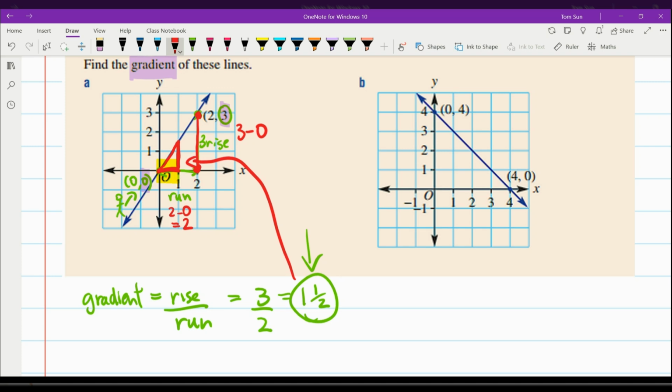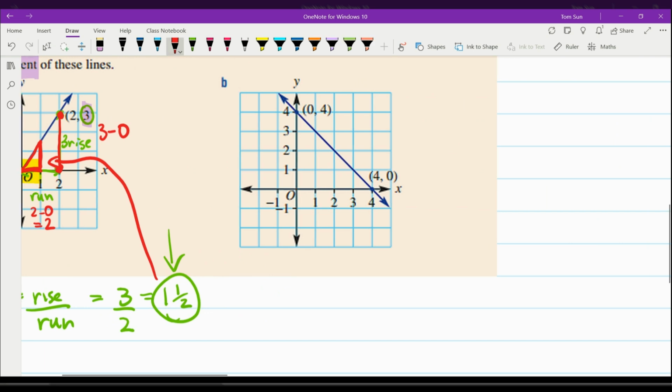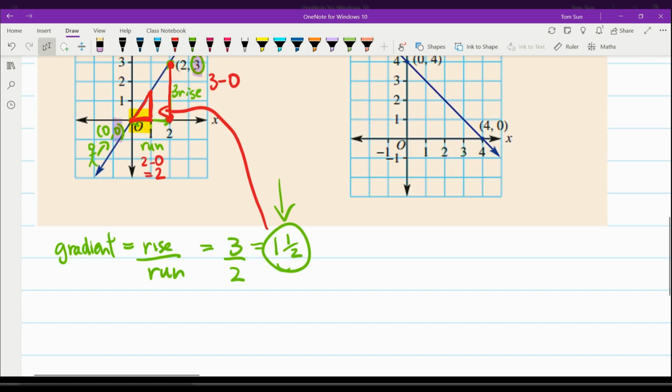Okay, let's try the next one. Straight away you should be able to see that this is a negative gradient line because you're going downwards. This time they're giving you 2 coordinates. They're not giving you a 0, 0 that doesn't exist. You're looking at these 2 coordinates. So we have to understand something really key before we do this question.